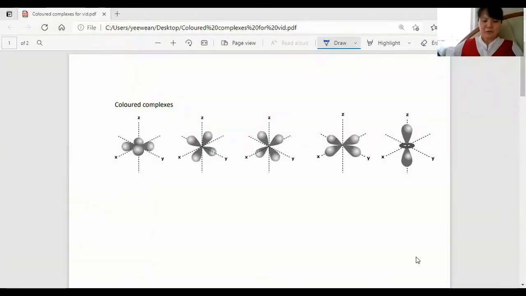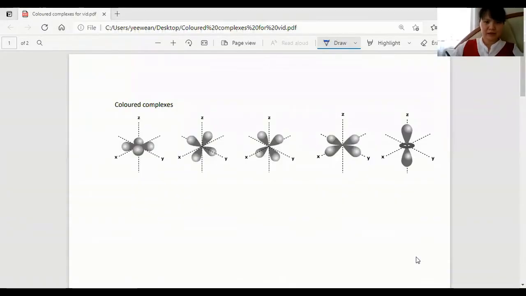This video is for the revision of why transition metals in some of their oxidation states are colored. Before this revision, you should already revise the definition of transition elements. You should already know the electronic configurations of transition elements and ions, and you should already know what a complex ion is.